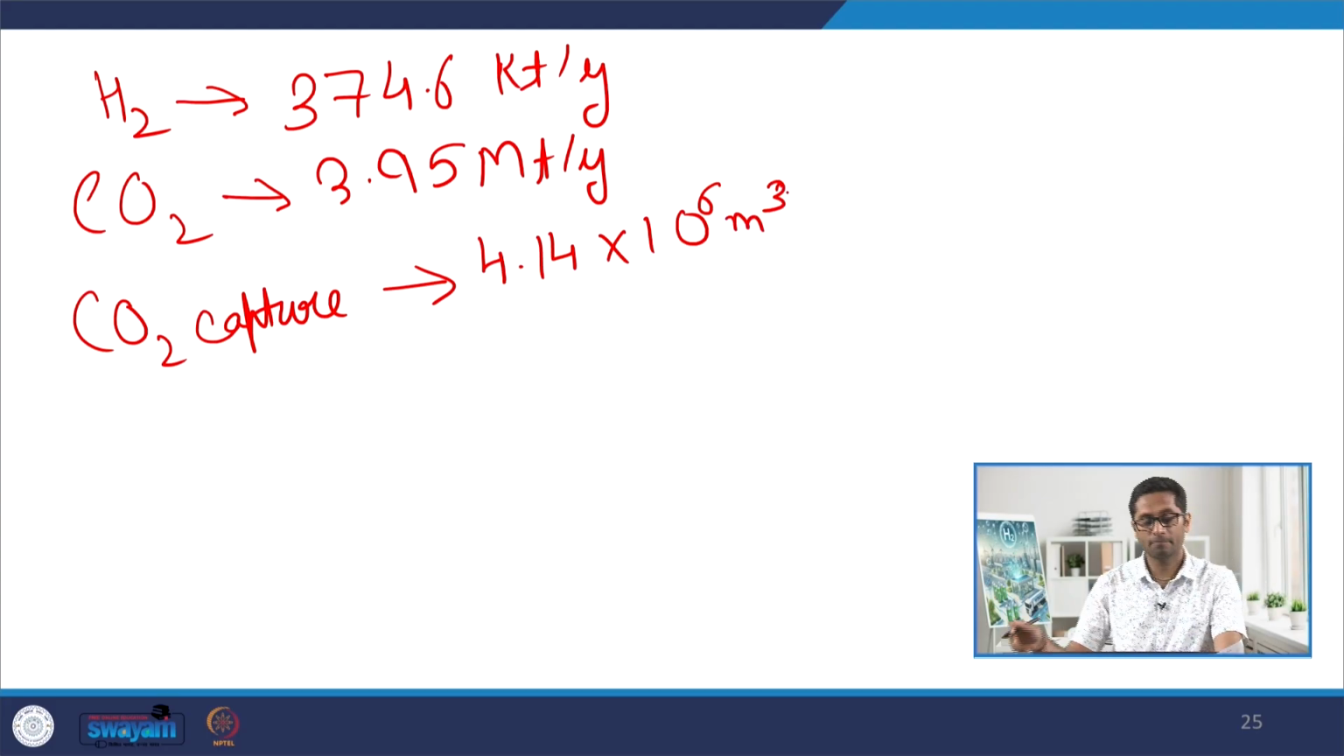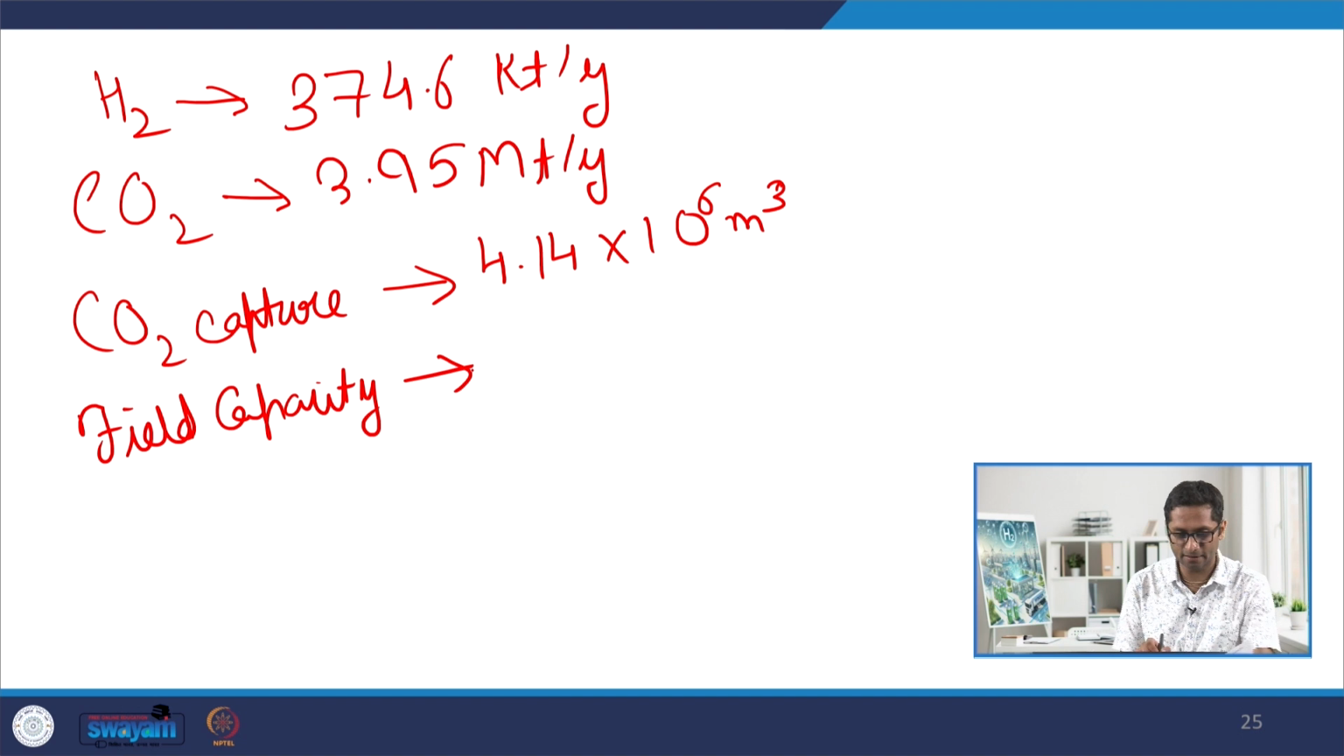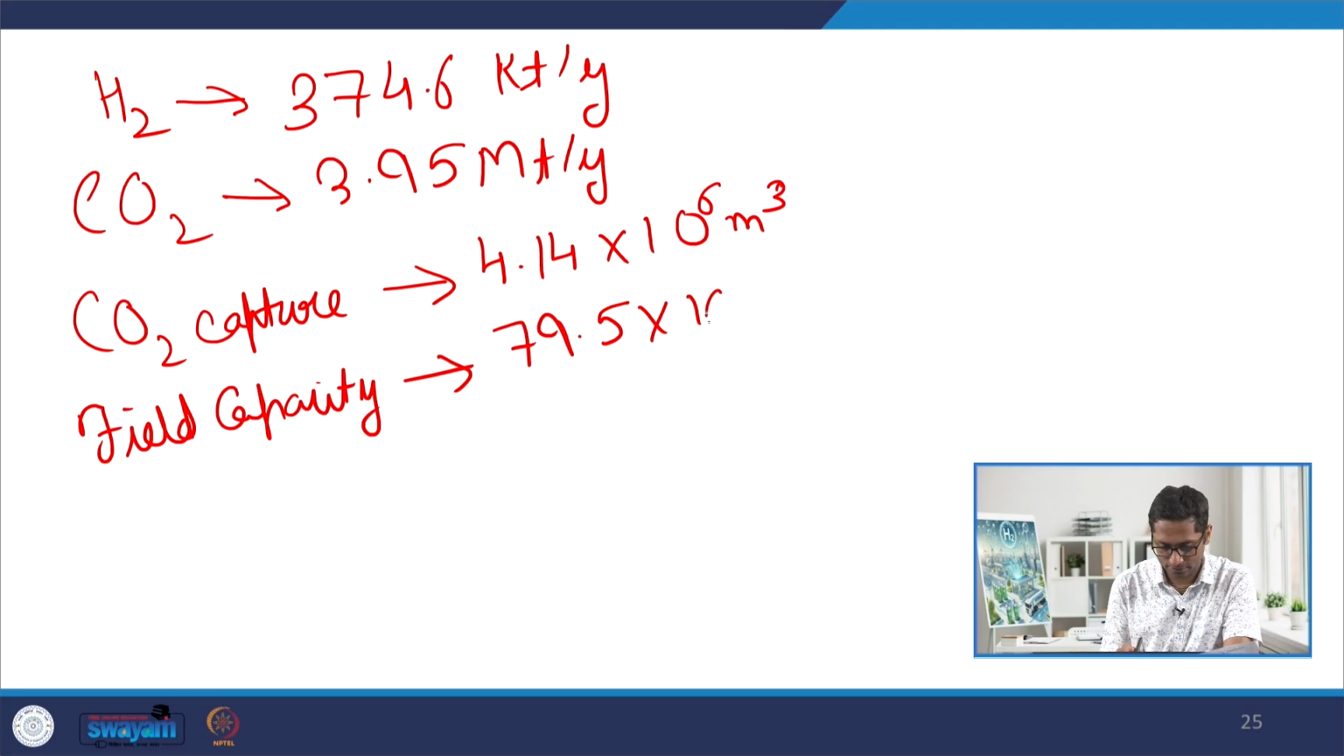Just remember here I am capturing just 90% of this 3.95 million tons, and this I have converted into the volume basis using a density of 860 kg per meter cube. Further, the field capacity that I have, 0.5 billion barrel, if I convert that into meter cube, would come out to be 79.5 into 10 to the power 6 meter cube.